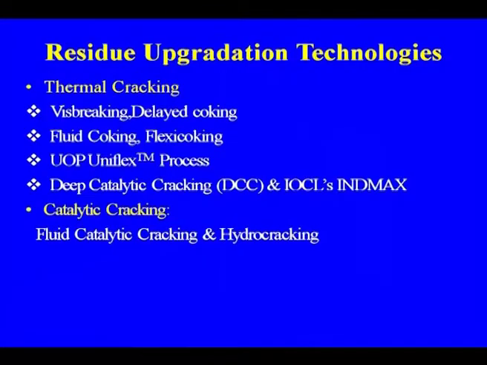What are the residue upgradation technologies? Thermal cracking, as I already told you, Visbreaking and delayed coking, are very commonly used processes in refinery. Fluid coking and flexi coking processes have also been developed to improve the thermal cracking processes, as well as the EOP Uniflex TM process, deep catalytic cracking and the IOCL Indmax technology, which comes under the catalytic cracking. So, in the catalytic cracking, there are fluid catalytic cracking and the hydrocracking.